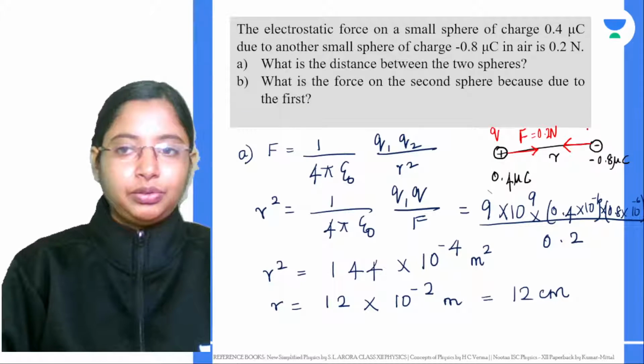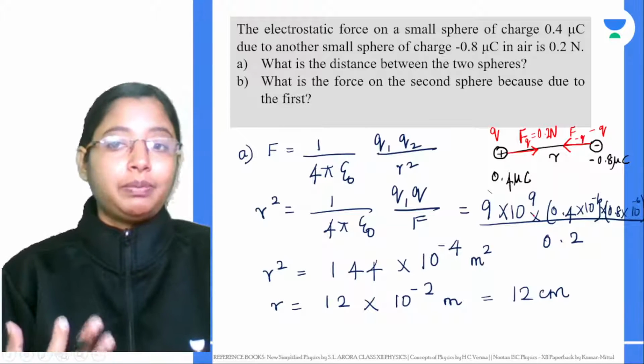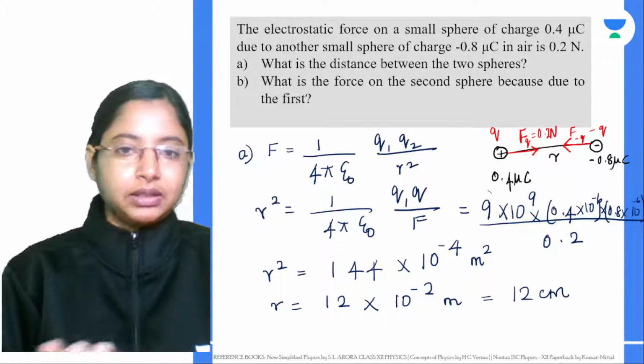Let me take it as Q and let me take it as minus Q. This is the force because of the positive charge. Now this force will be because of the negative charge experienced in this direction. What will be the magnitude of the force here? Same equation, right?